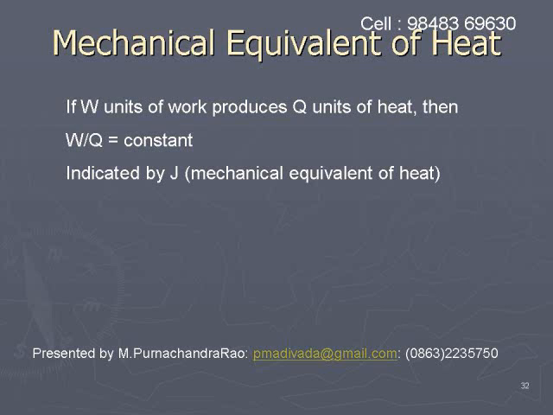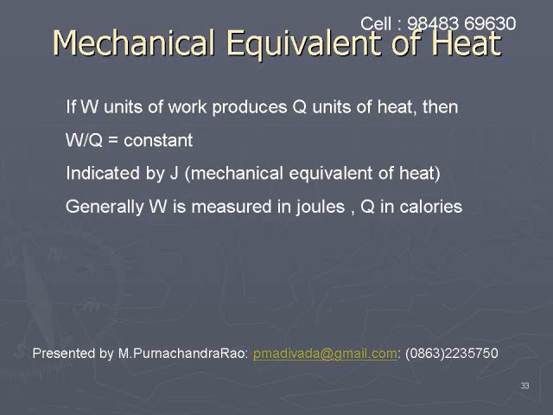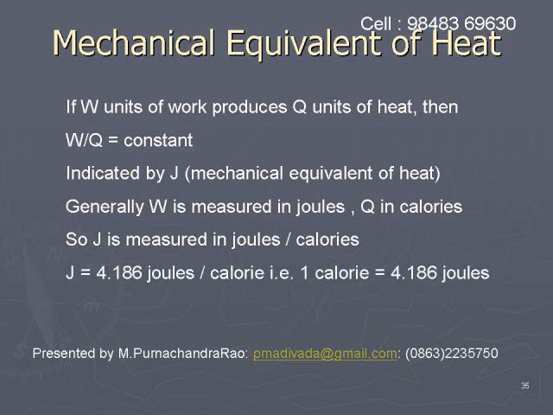This constant is indicated by J and is known as the mechanical equivalent of heat. Generally, W is measured in joules and Q in calories. So, J is measured in joules per calorie. The value of J is 4.186 joules per calorie.